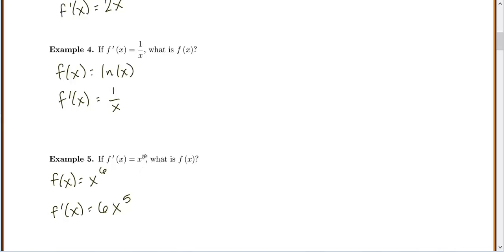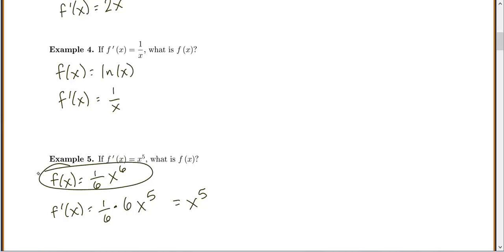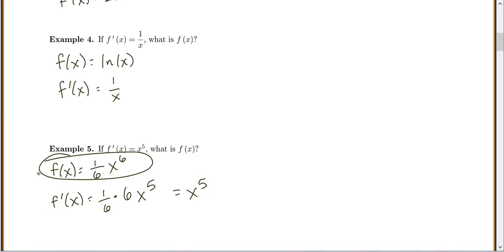Okay, so how could we combat that? I have this extra 6 I don't want. So what if I come back to my original function and instead I do 1/6 x to the power of 6. So now let's double check. So taking the derivative, 1/6 would still be there. I bring down the power of 6, drop the power by 1. Those 6's cancel and I'm left with x to the 5th. So when we do these antiderivatives, it's nice. You can always take the derivative to kind of double check your work because you know how to take derivatives well by now. So my final answer is that f of x, or my original function before they took the derivative, must have been 1/6 x to the 6th.